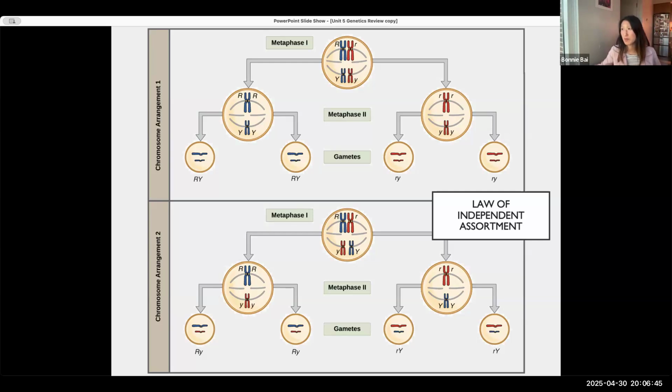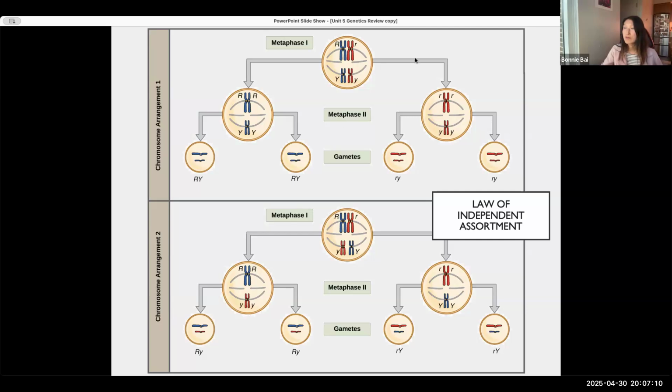Anyway, the law of independent assortment is what also ensures that every single gamete is different from each other, which increases genetic diversity, which increases the diversity of a population, which increases the survival of the whole population with environmental changes or without. It's just like natural selection. Having genetic diversity allows opportunities for organisms to survive.